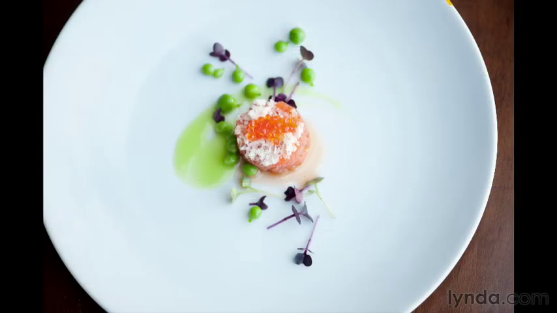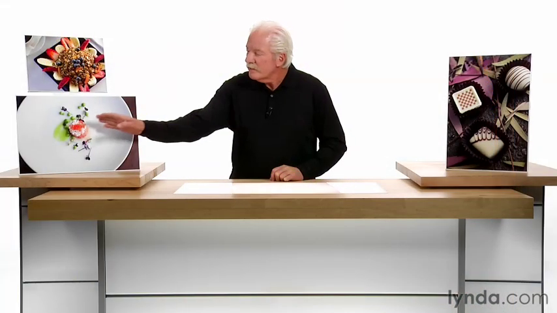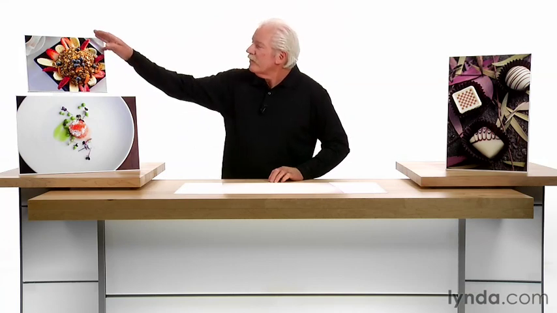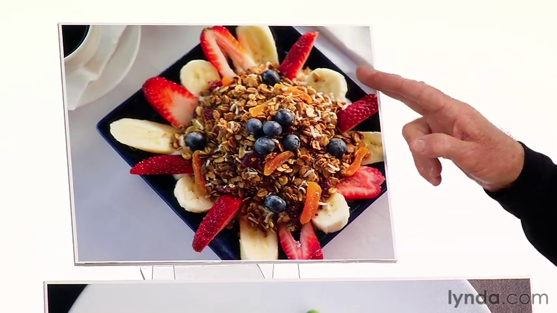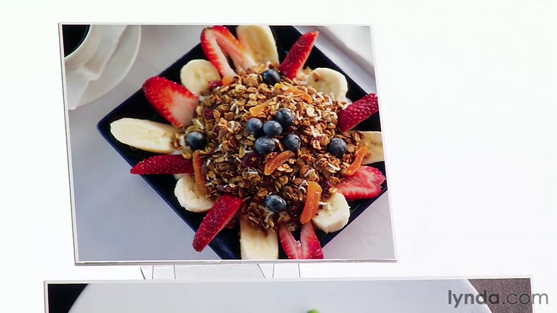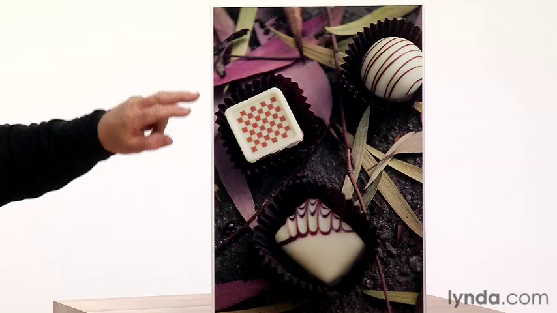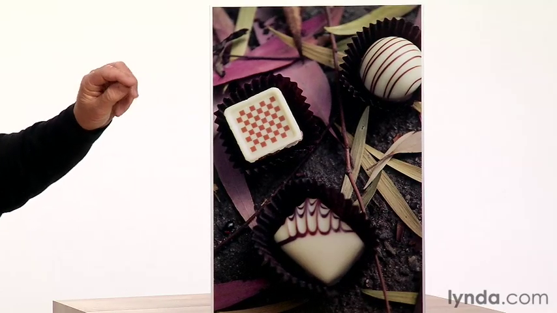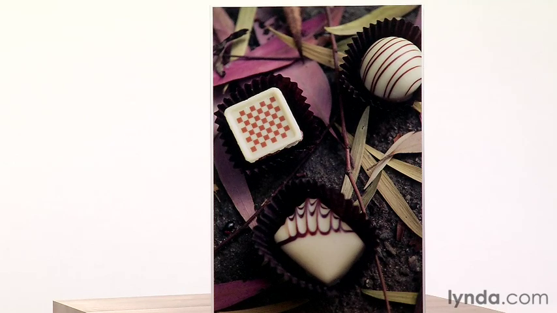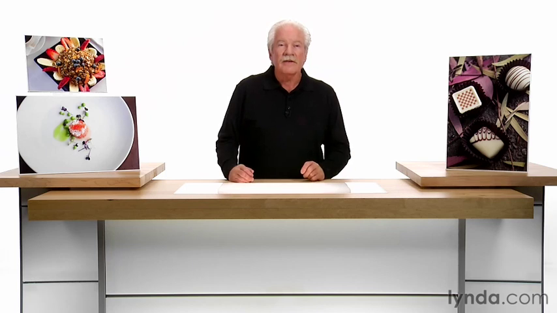Let's talk about the next element, line. If we look at the line that the plate creates, it's very strong and it draws you in and keeps your attention into the salmon. The same thing with the plate up here, where the plate draws a line and you get the contrast between the white and the black. Over on this example, if we look at the line, we're seeing how the white chocolates pop out against the dark background because the line is accentuating that difference in contrast.